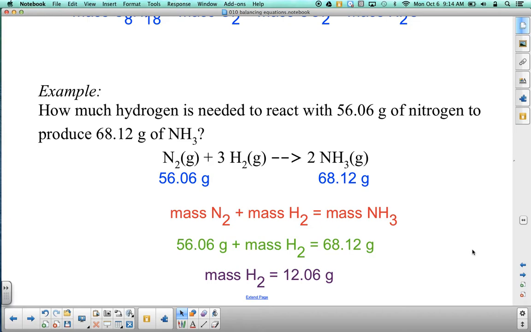And use a little bit of algebra to figure out that 12.06 grams of hydrogen must have been needed to react with the nitrogen to produce the 68.12 grams of ammonia.